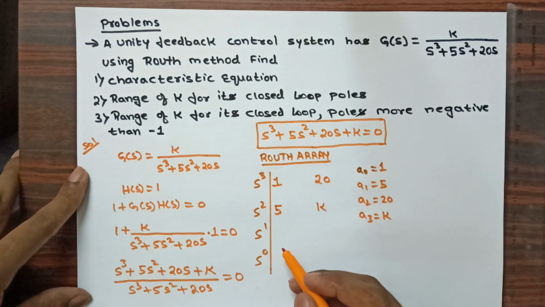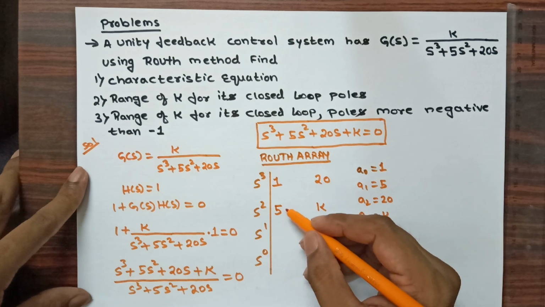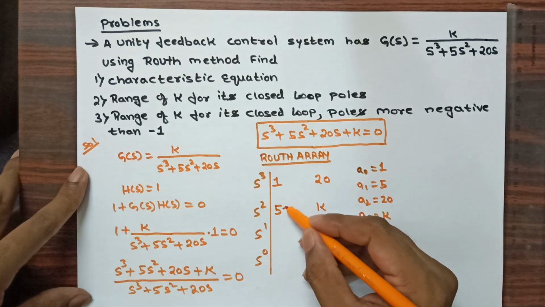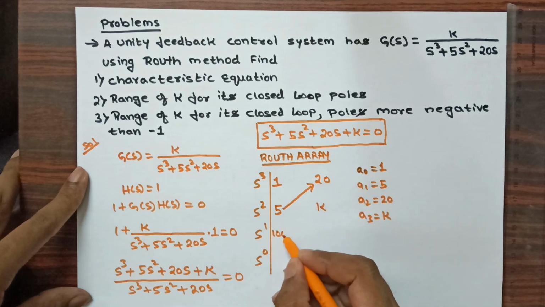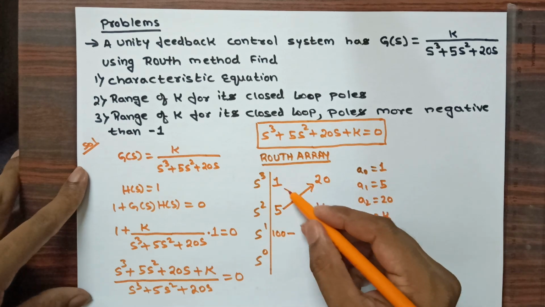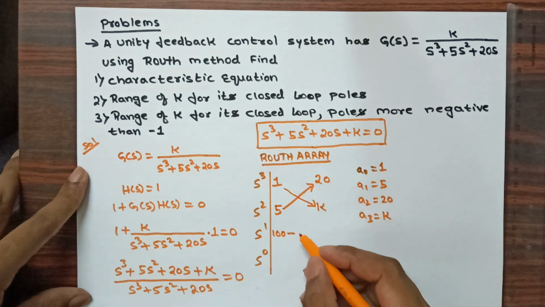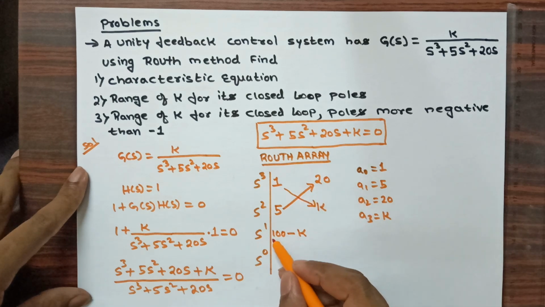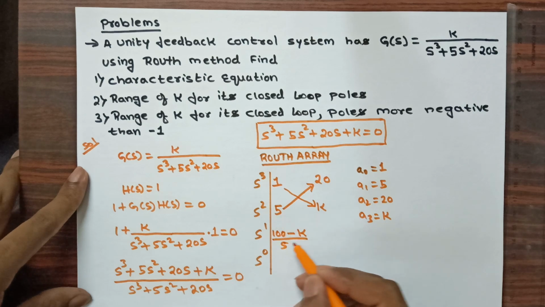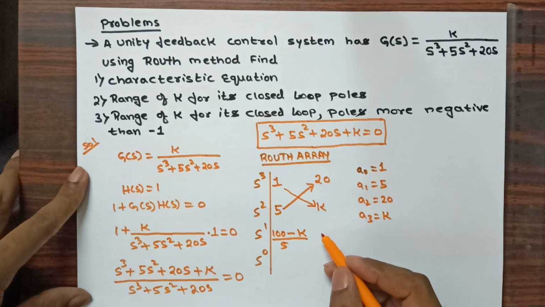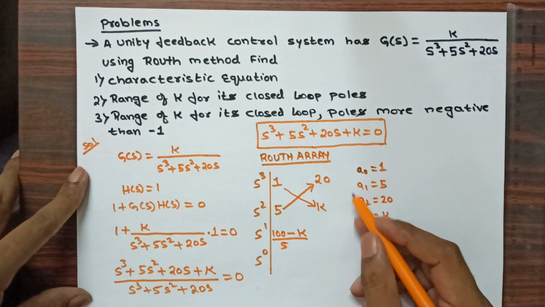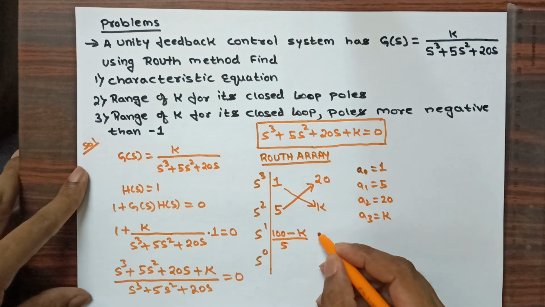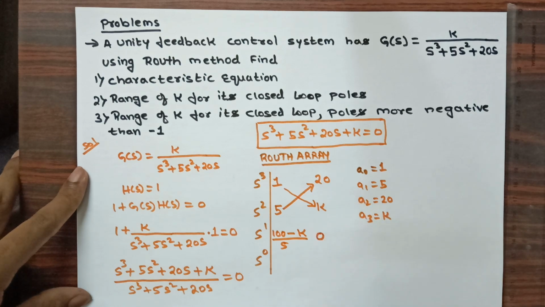Now I am going to form the third row, and I know the procedure. I multiply 5 with 20. 5 into 20 is 100, minus 1 into K, whole divided by this 5. I got the first value of the third row. Now to get the second value of the third row, I am not having any coefficients here, that is 0 coefficient, therefore the resultant value is also 0.